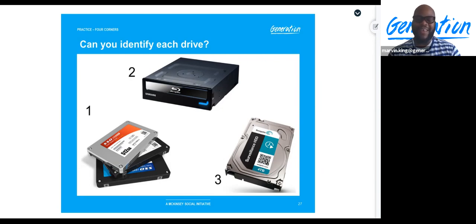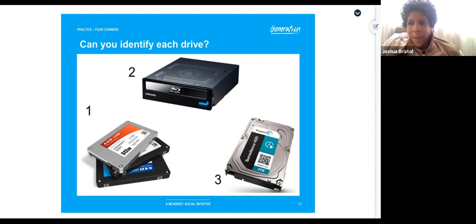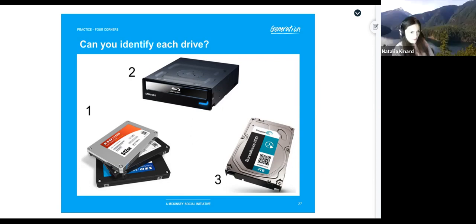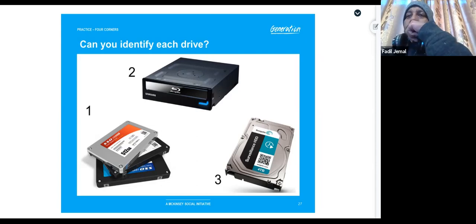Let's take it back to CDs. What's the size of a CD? 128 megabytes. More. It is 700 megabytes.